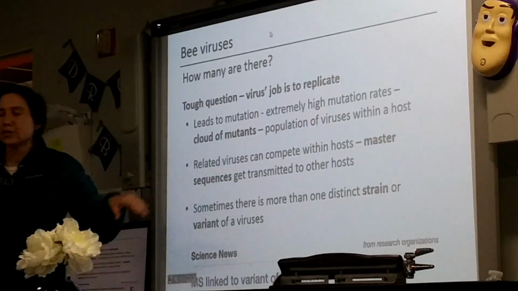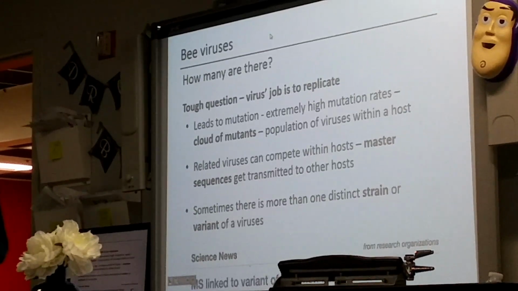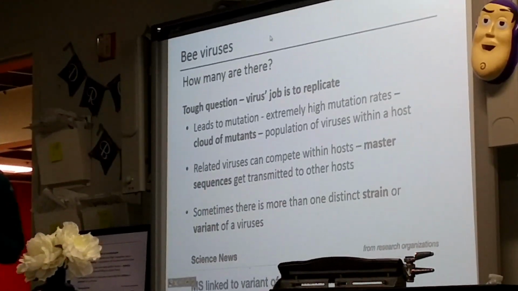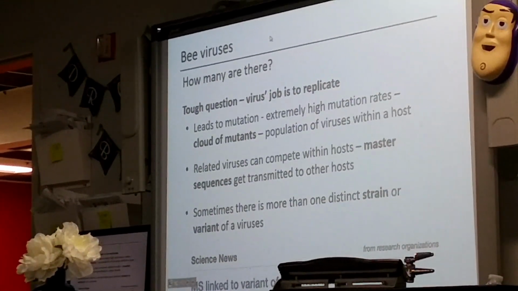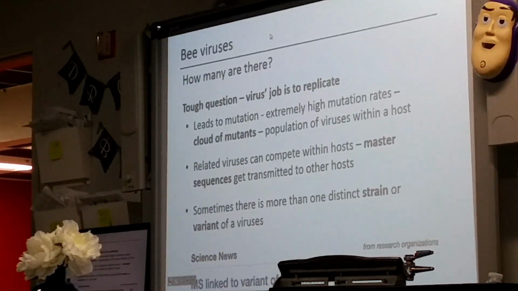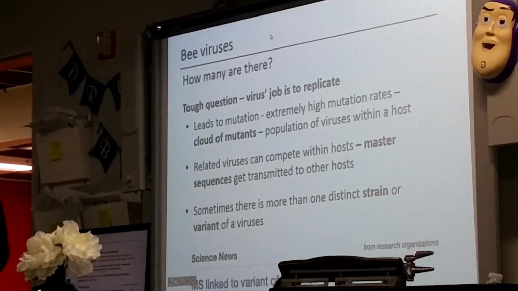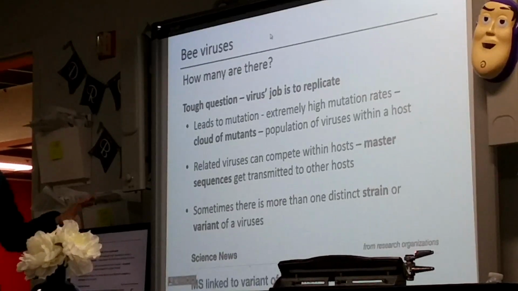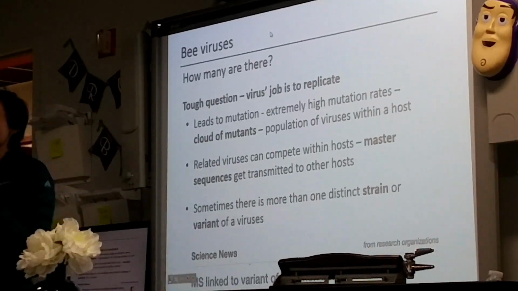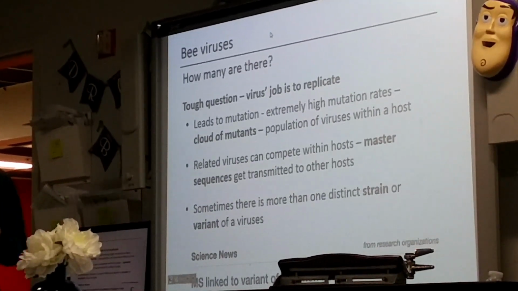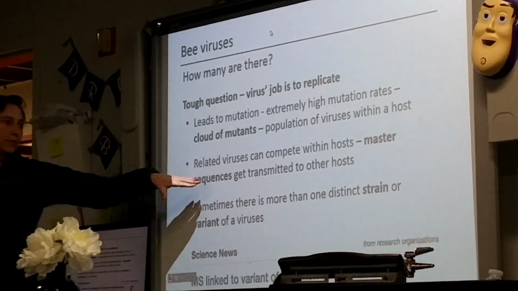Remember, a virus's job is to replicate and make more virus. And this process of replication can lead to mutations in the genome of the virus. As a result, if you look inside, let's say, a honeybee, it's not necessarily infected with one type of a given virus. There might be a lot of different variants of that virus replicating and changing as it's living inside the bee. There are some interesting features of this. For example, certain viruses can compete with one another inside an individual bee, and one may dominate, and that's the one that will be spread to other bees. That's sometimes called a master sequence.